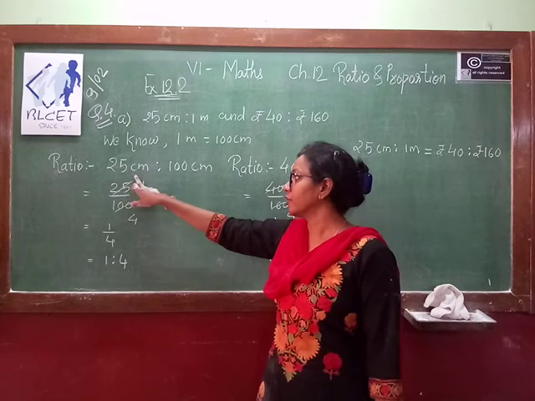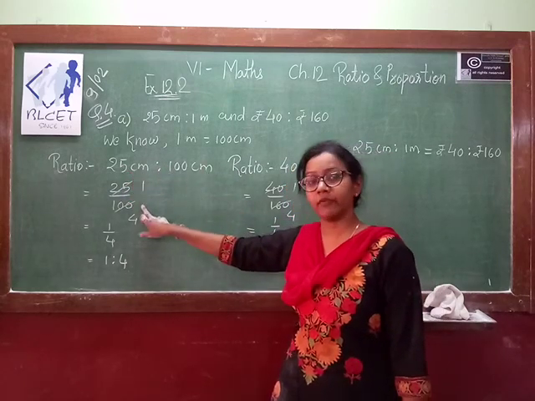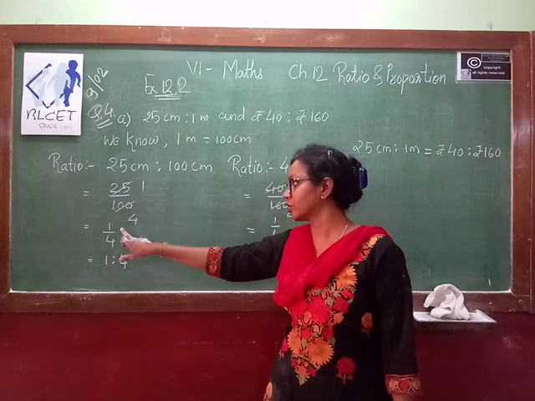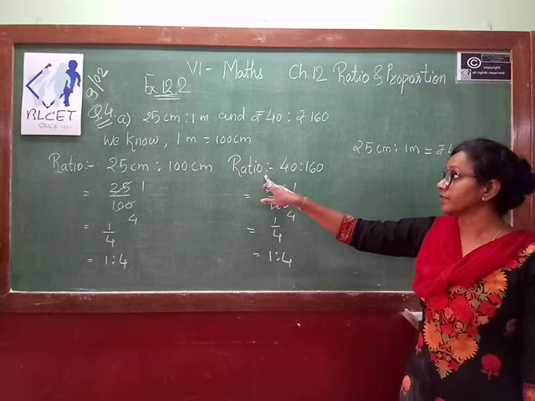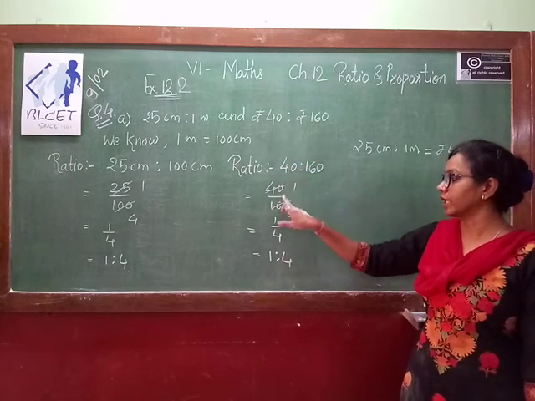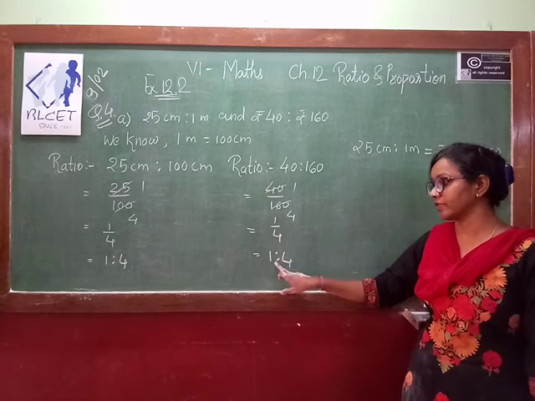So now what is the ratio? 25 centimeter is to 100 centimeter. 25 divided by 100. 25 fours are 100. So what is the ratio? 1 by 4, that is 1 is to 4. Next we have 40 is to 160. 40 divided by 160. 40 fours are 160. So what is the ratio? 1 by 4, that is 1 is to 4.